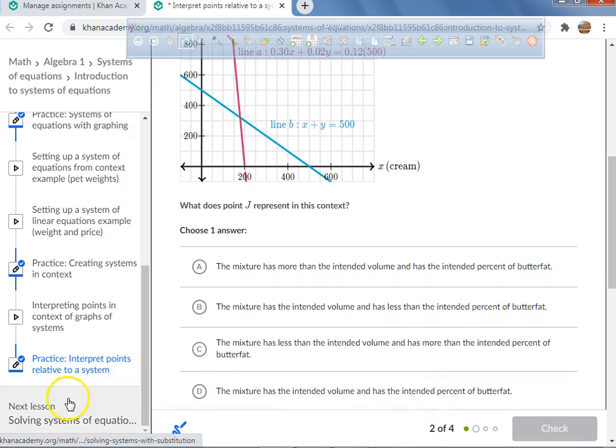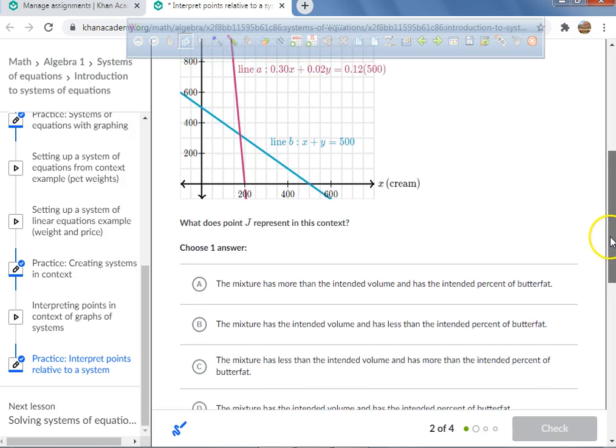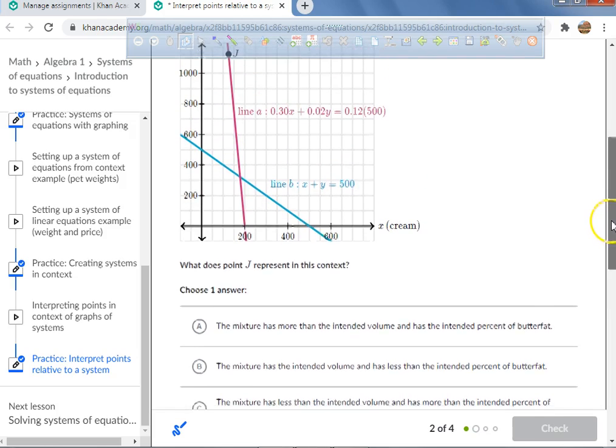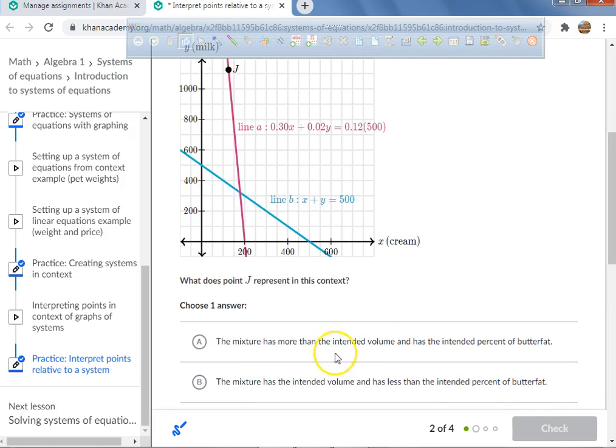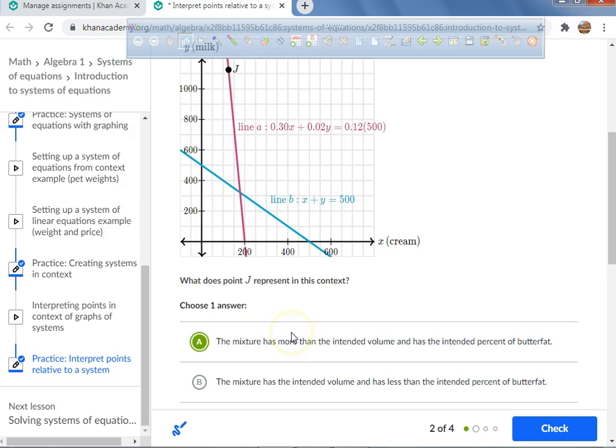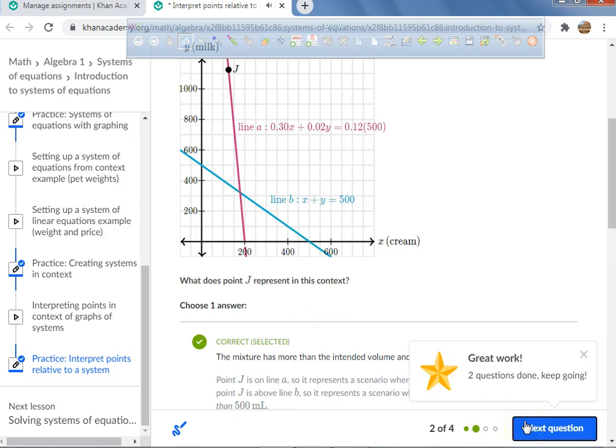Hold on a second here. Let's take a look at these. Okay, upon further inspection, we are deciding that the mixture has more than the intended volume because it's way up here. But being that it's on this line, it does have the intended butter fat. It just has way more volume than it needs. So are we choosing this one, guys? All right. Okay. All right, we got it right.